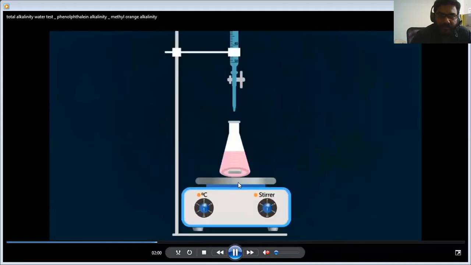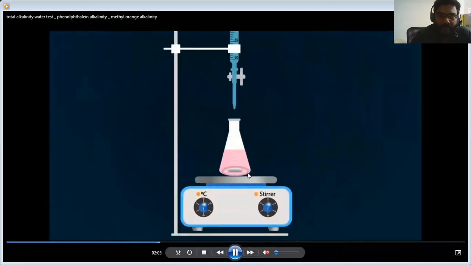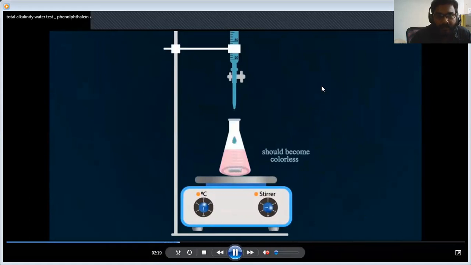Stirring the solution up to color change. Up to color change. Understand? The pink color change. When it changes, there is some quantity of acid required for the change of color. Right? What is the color change? You will see.